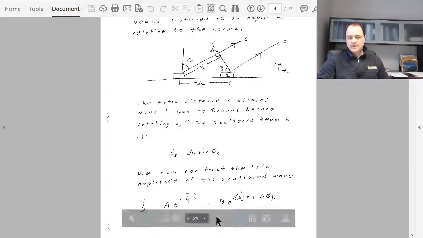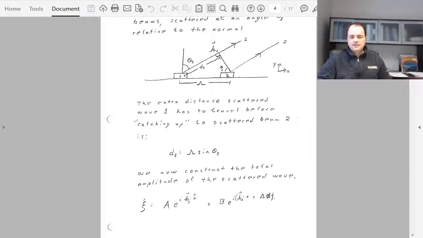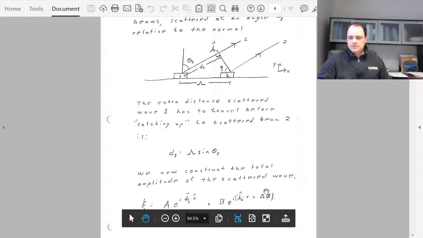Scatterer 2, you add that in there for the amplitude, and that's B e to the i ks dot r plus a change in phase. All right, so we're going to work with this. What is A? What is B? What is this change in phase?